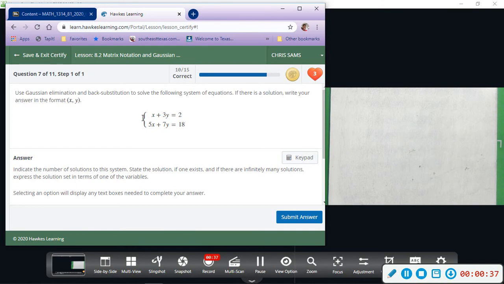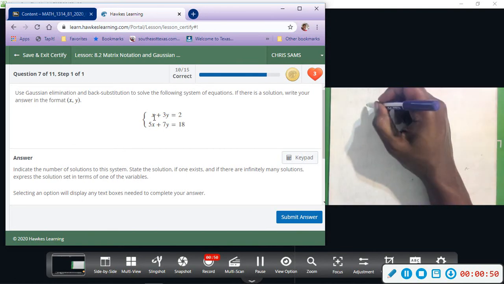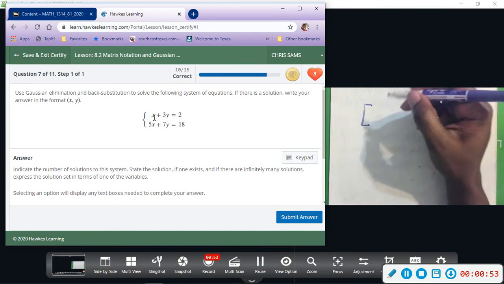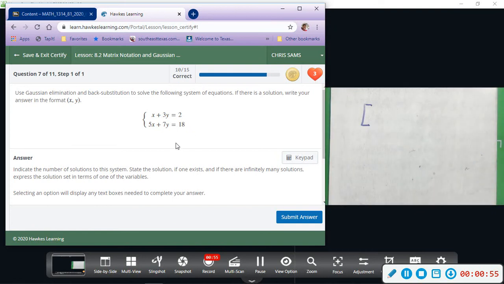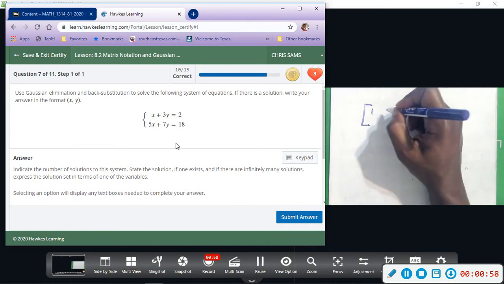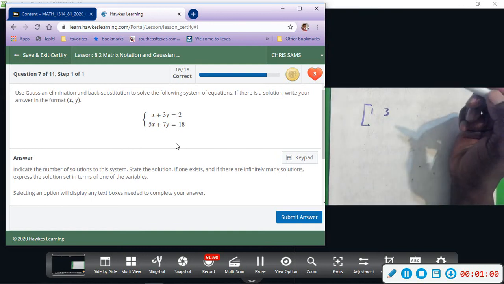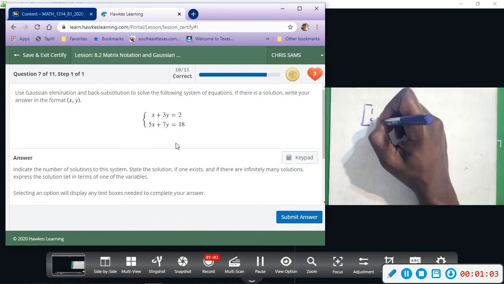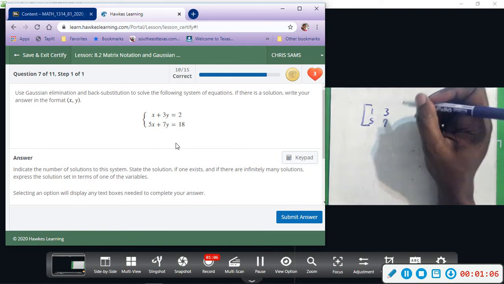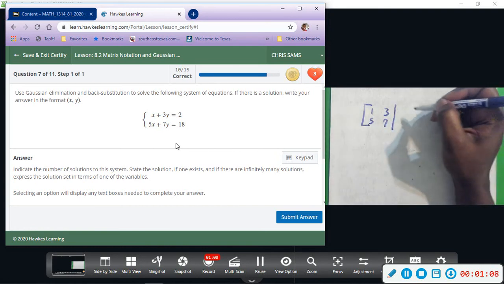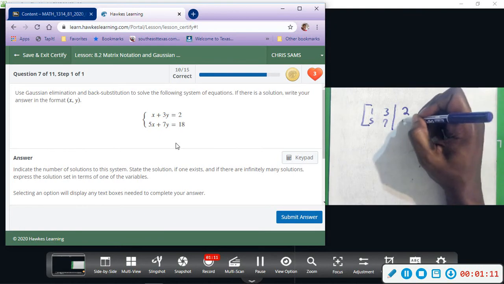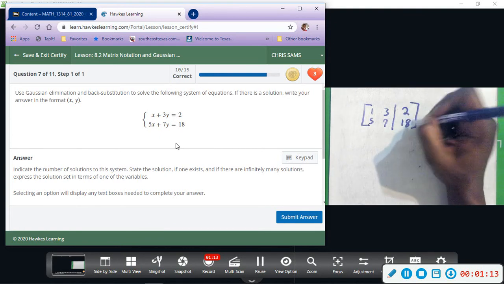Alright, so we have 2 rows, 3 columns. This would be a 2x3 matrix. But we're going to be focusing on the right side to solve this. Okay, so we're going to set up this matrix. We have as our coefficients a 1 and a 3, and then we have a 5 and a 7, and then equal sign 2 and 18. Okay, you want to focus like this.